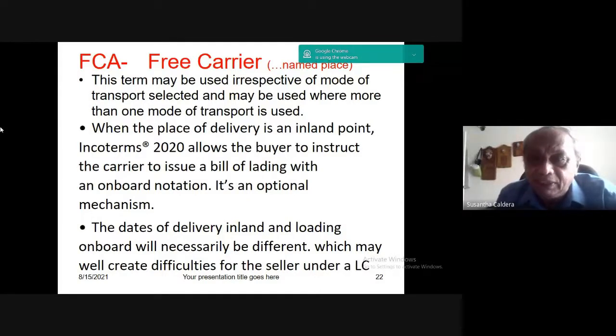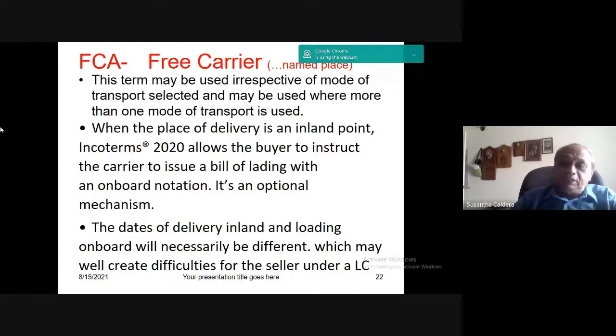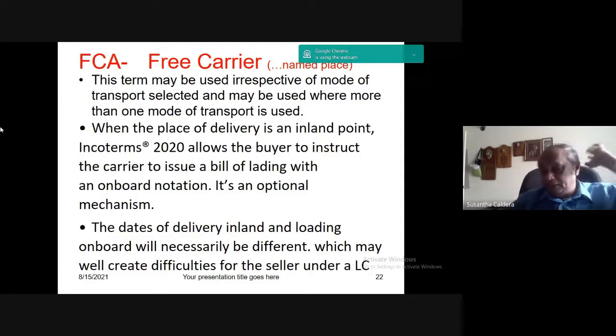When the place of delivery is an inland point, Incoterms 2020 allows the buyer to instruct the carrier to issue a bill of lading with an onboard notation. It is an optional mechanism. This was introduced in 2020. Earlier it was not there. Now who will book the carrier? The buyer. When the buyer books the carrier, the seller is not bothered about the BL.